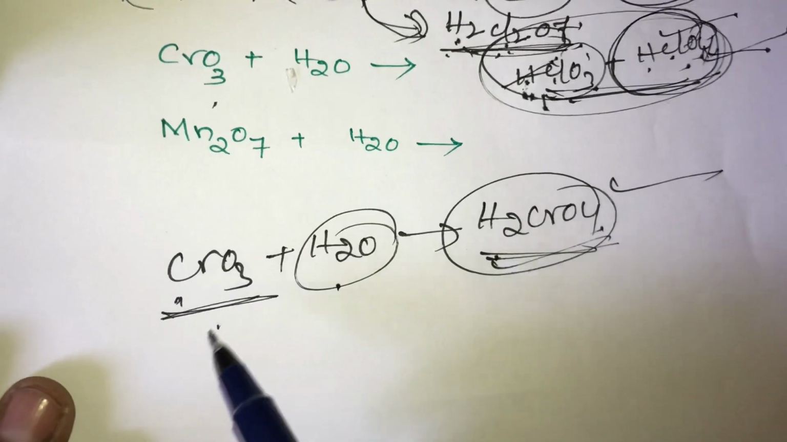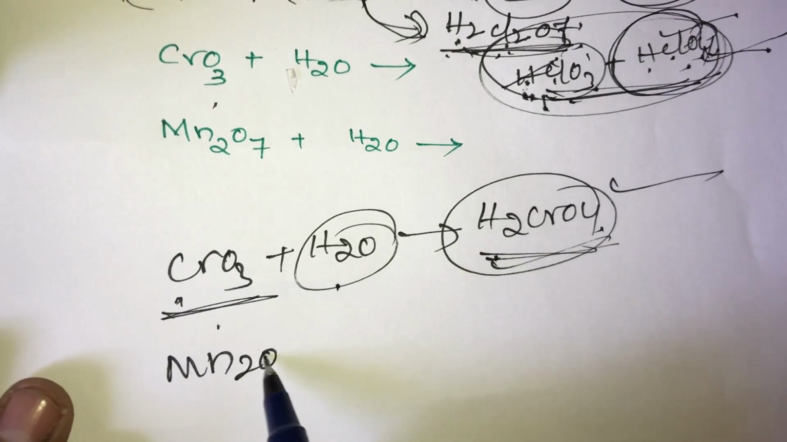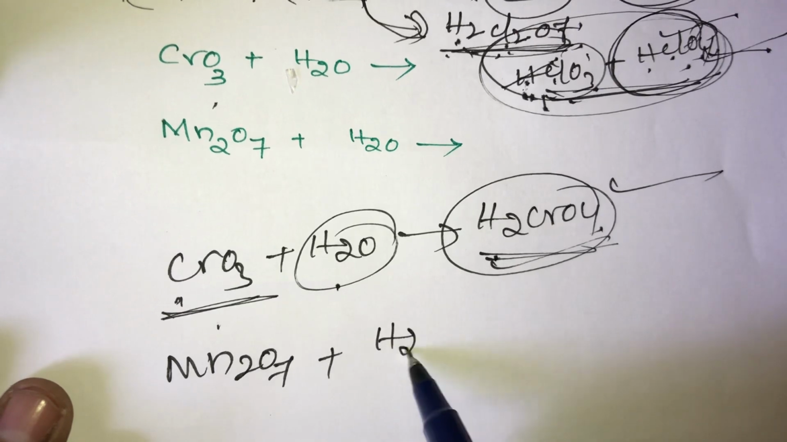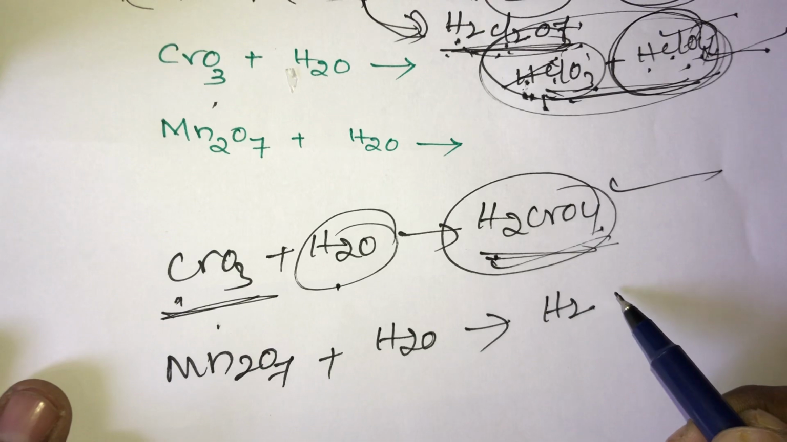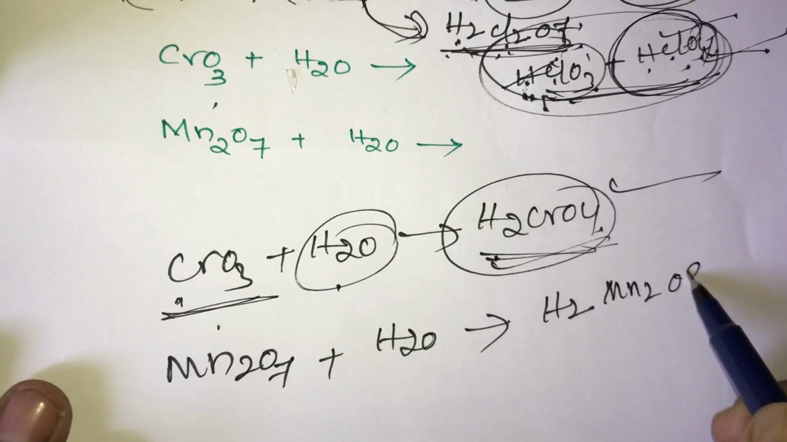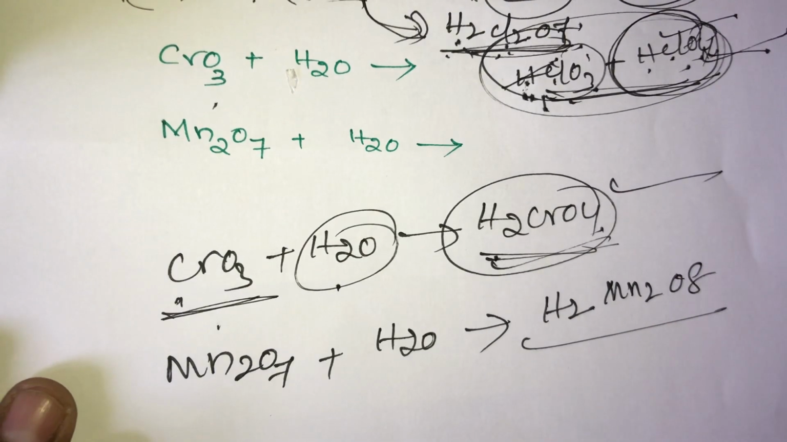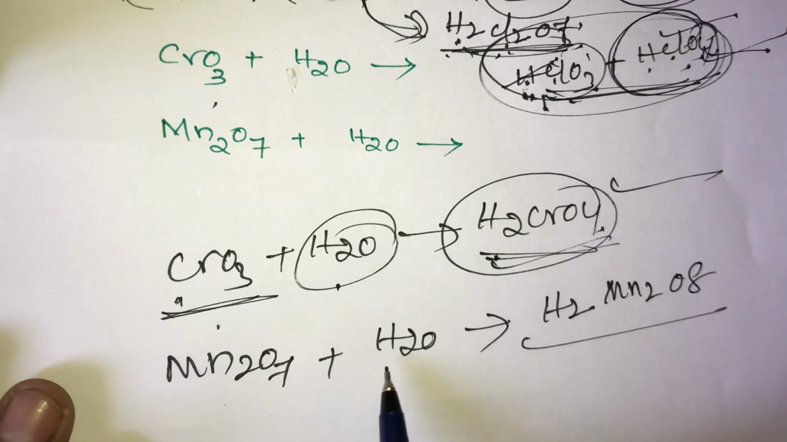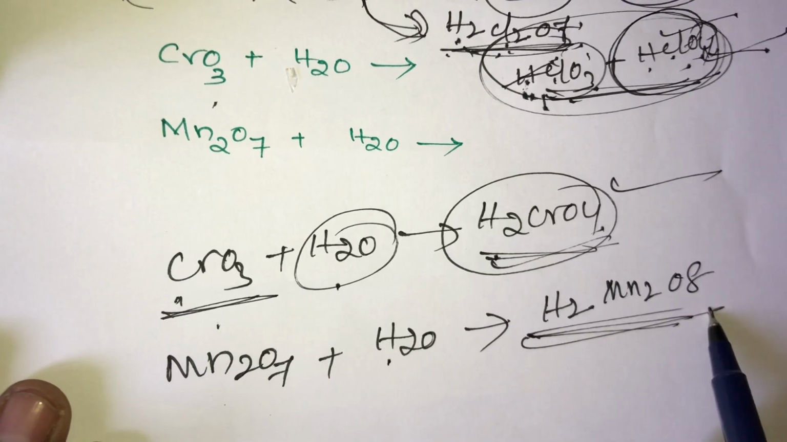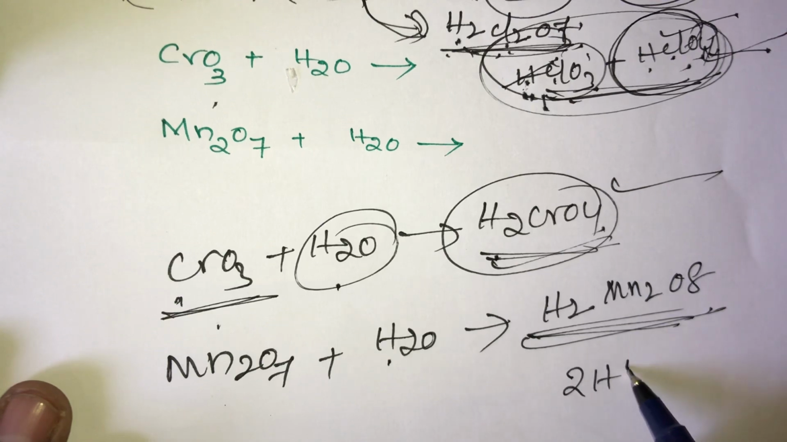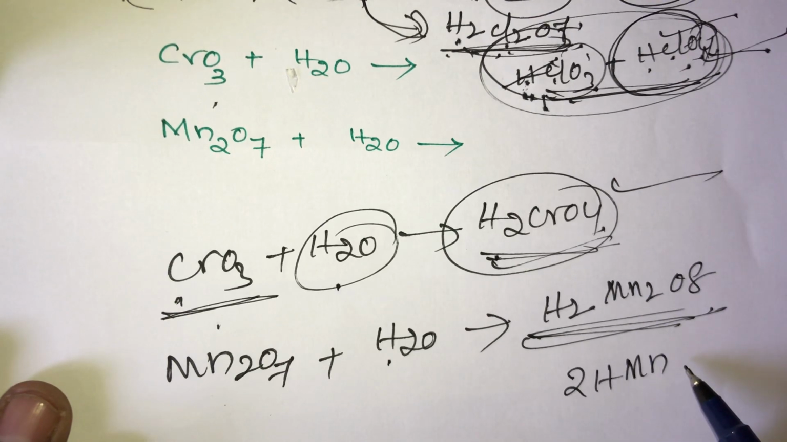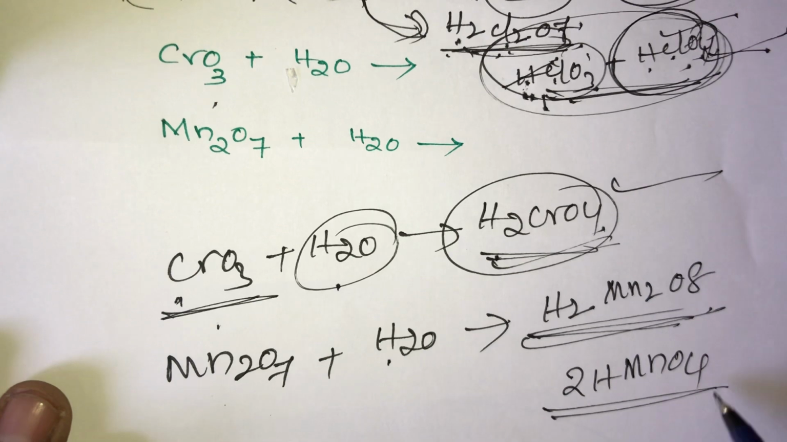Next one, Mn2O7 dissolves in water to form H2Mn2O8. Mn2O7 dissolves in water to form H2Mn2O8. We can write the average reaction, 2HMnO4. This is the overall reaction, that is 2HMnO4.